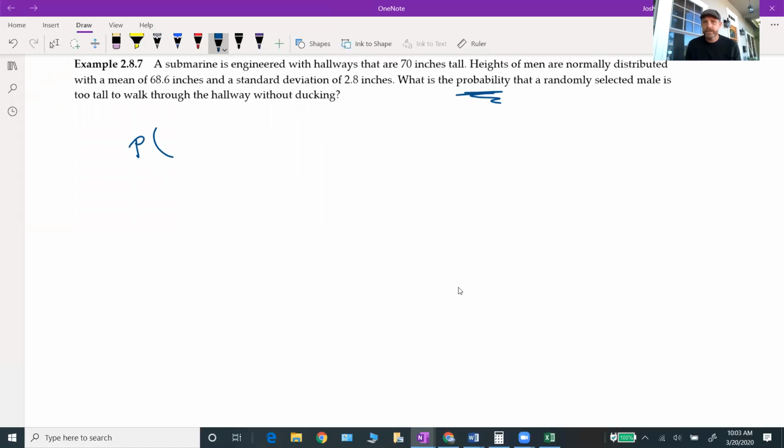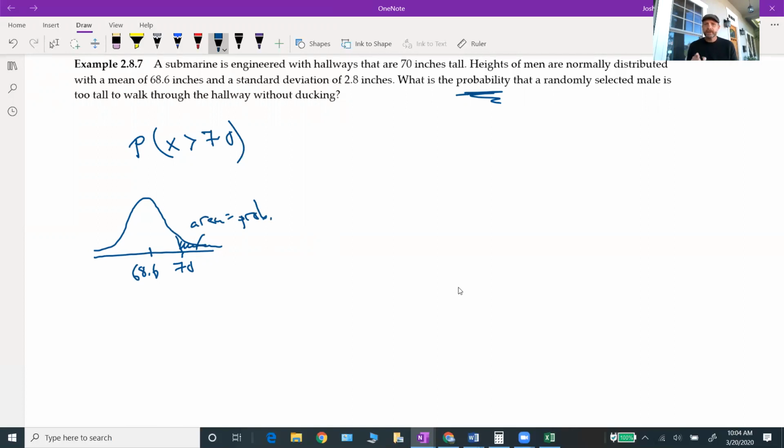So our notation is essentially saying, what's the probability that a randomly chosen male has a height over 70 inches? Well, what does that look like on our distribution? Well, our mean is right here in the middle, 68.6. And so 70 is over here somewhere. And we're looking for this area. Remember, this area is the probability. Area models probability. So how do we find that area?